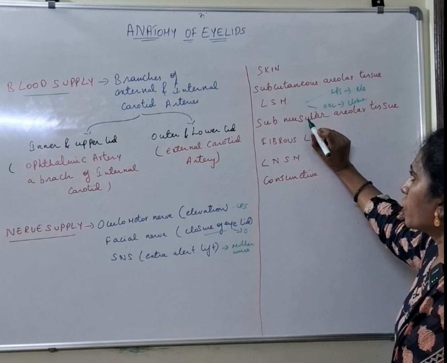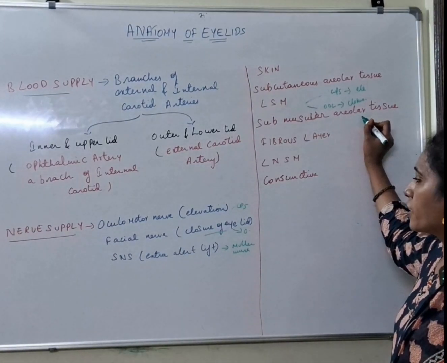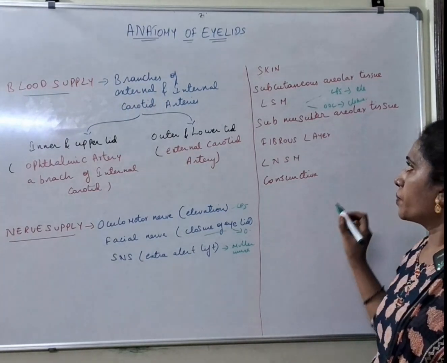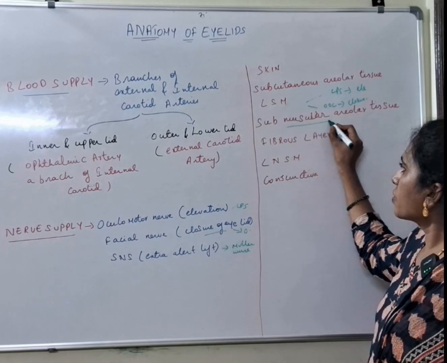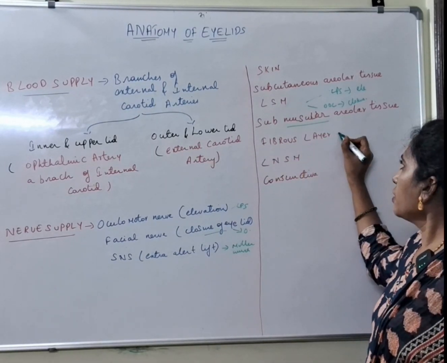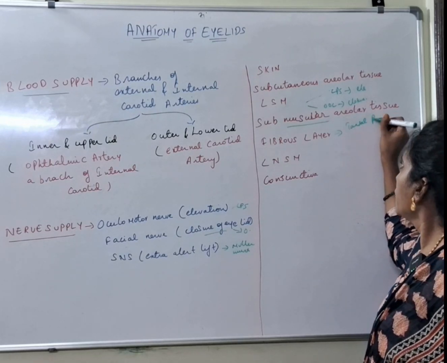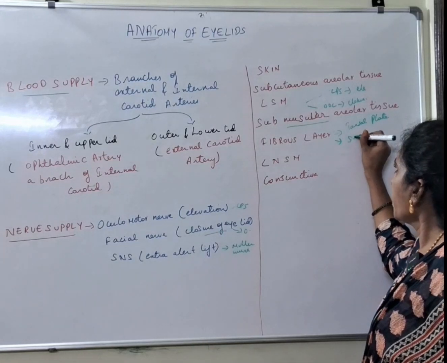And coming to the fourth layer, it is the submuscular areolar tissue. This layer contains the blood vessels and nerves in it. So whenever a person is undergoing any eyelid surgery, the anesthesia is given to this layer. And the next layer is the fibrous layer. This layer mainly contains the tarsal plate and the orbital septum on it.